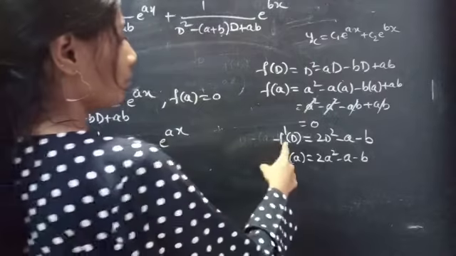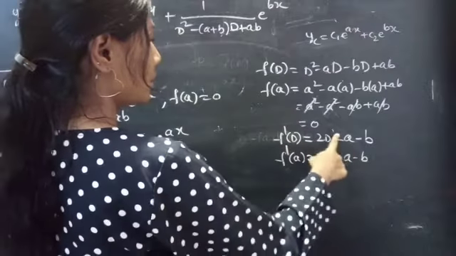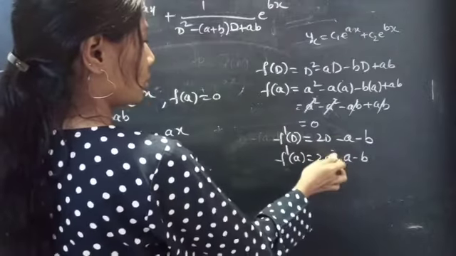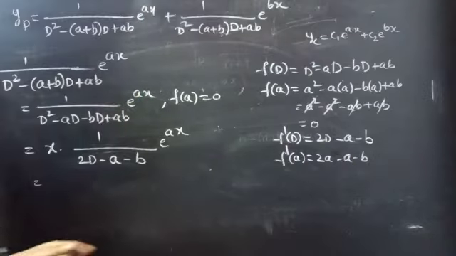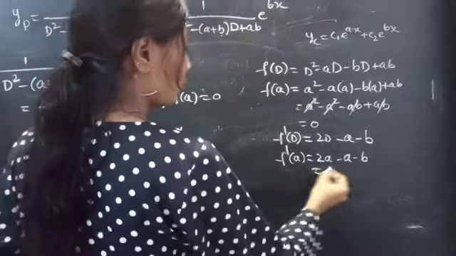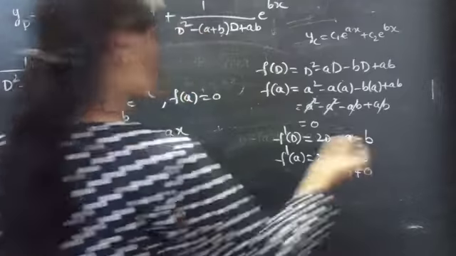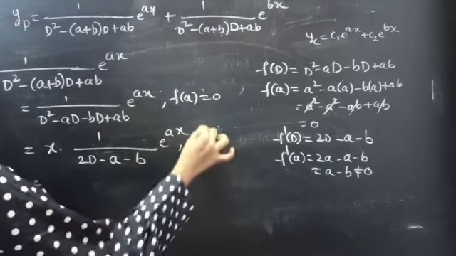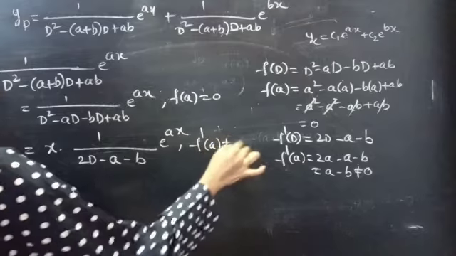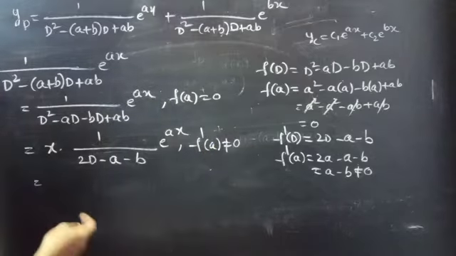See here, f dash of d is 2d, not d square, okay? You'll get 2a. And 2a minus a is a minus b, which is not equal to 0. Since f dash of a is not equal to 0, you can replace d by a.